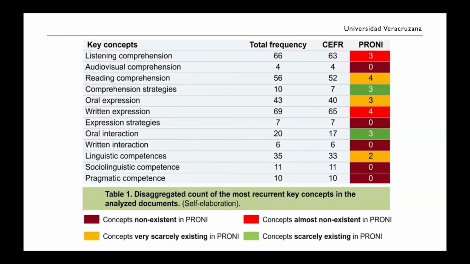And then when we observe the total frequency, we can see that, for example, listening comprehension appears a total of 66 times: in the European framework, 63, and in the PRONI, only 3. So this explains in a very clear manner that at a discourse level, we can speak of a discursive erosion of the European framework in the PRONI. It is said that the PRONI is taking the European framework into consideration, but at least in the discourse, we don't clearly see this aspect.